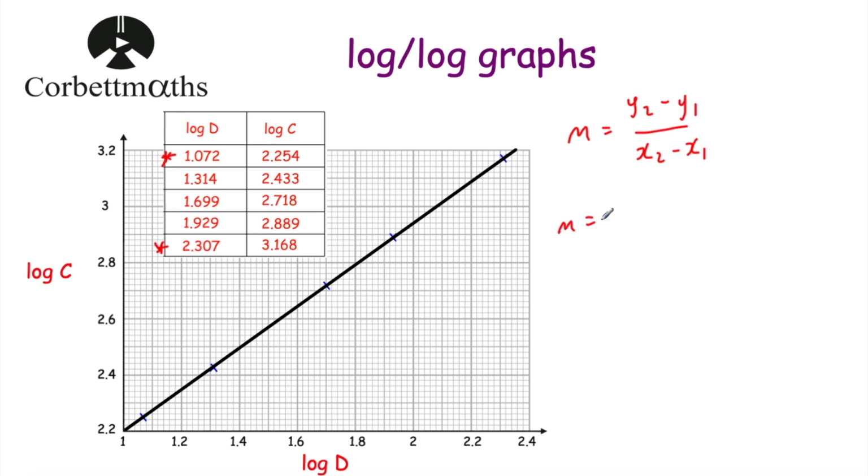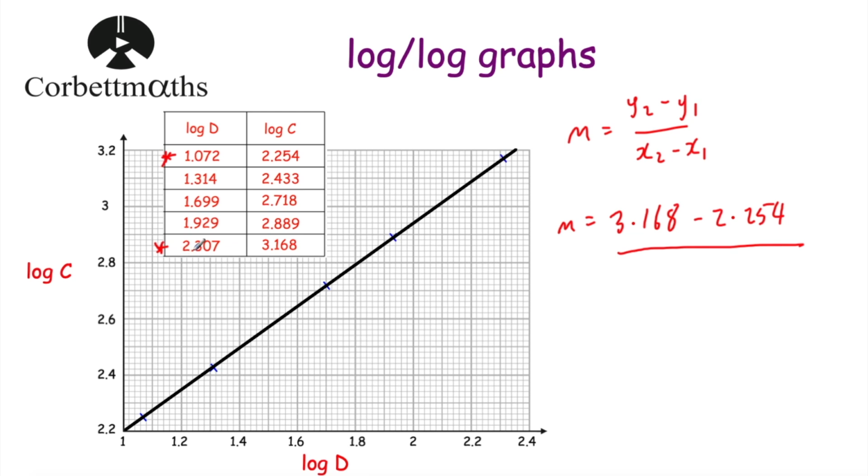Here the gradient will be equal to y2 minus y1. So let's look at the heights. This point here was 2.307 across and 3.168 up. So the height of this point will be 3.168. Then we subtract the height of the other point, where we're using this point here, and the height of this point was equal to 2.254, so subtract 2.254. If you had drawn a little right angle triangle, you would have taken the height of this one and taken away the height of that one, and that's what we're doing here, divided by the difference of the horizontal positions.